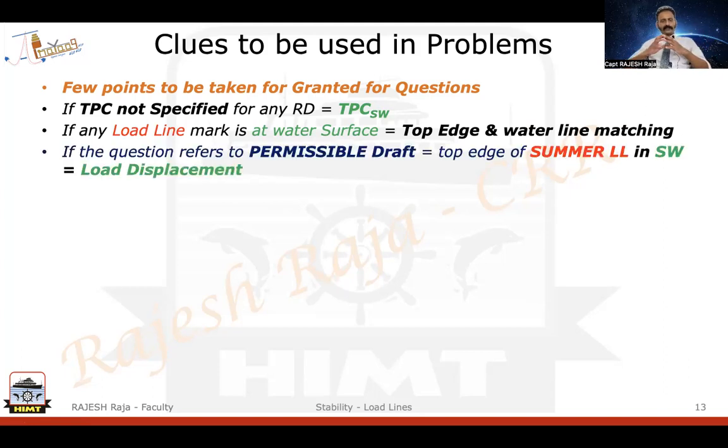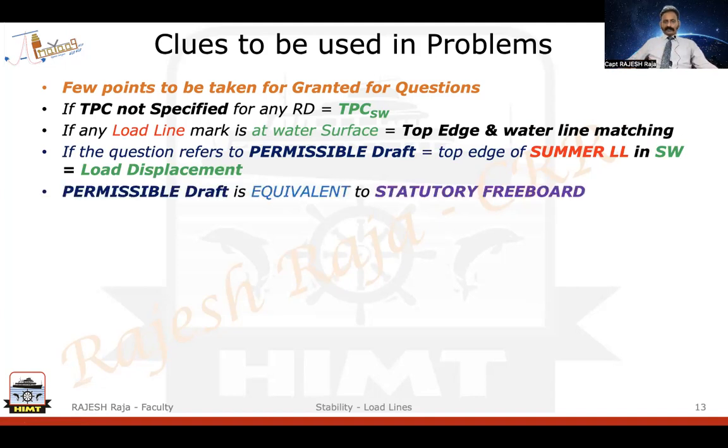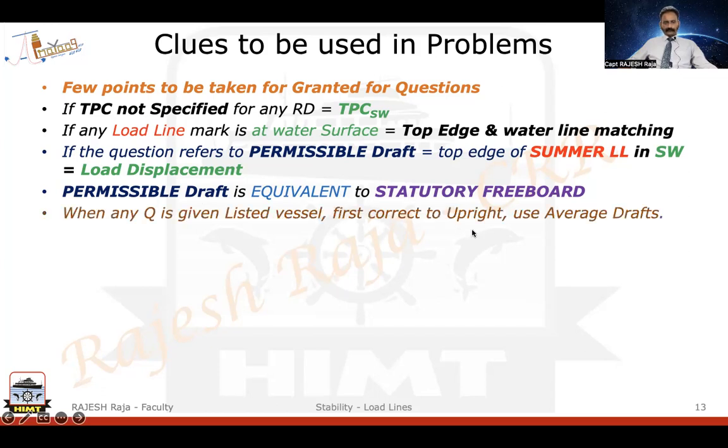Now, some questions refer to permissible draft. If nothing is mentioned, the words permissible draft mean summer load line. So he says the water line should be on the top of the summer load line, which is equal to your load displacement. Now, at the same time, questions can come in reverse using your freeboards. So the words permissible draft, if it is for summer load line, make it very evident that the freeboard is the statutory freeboard.